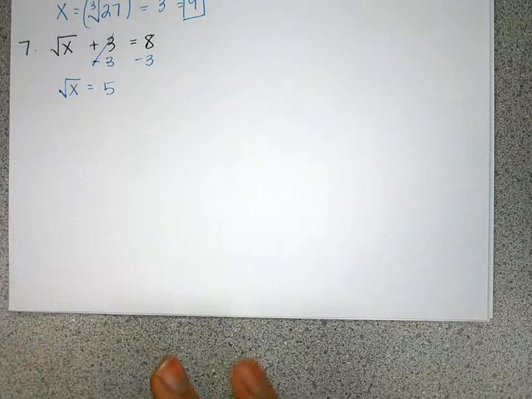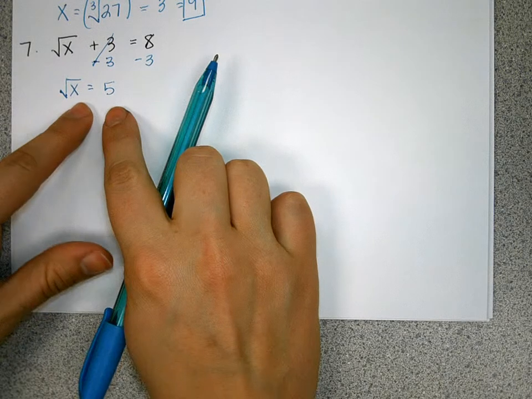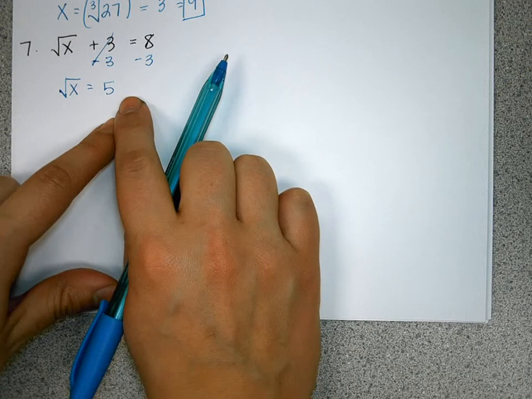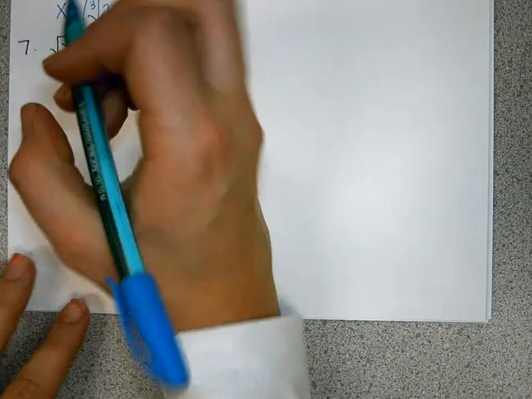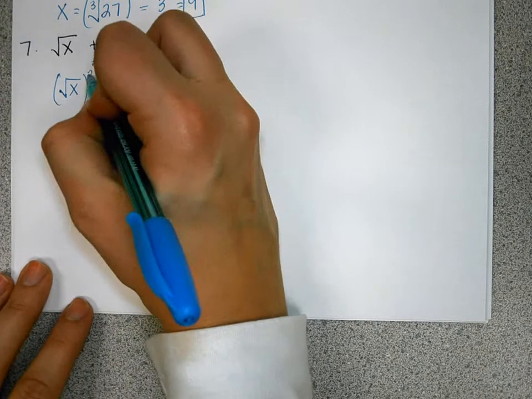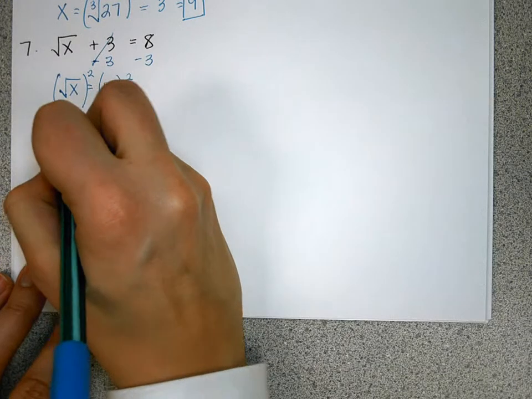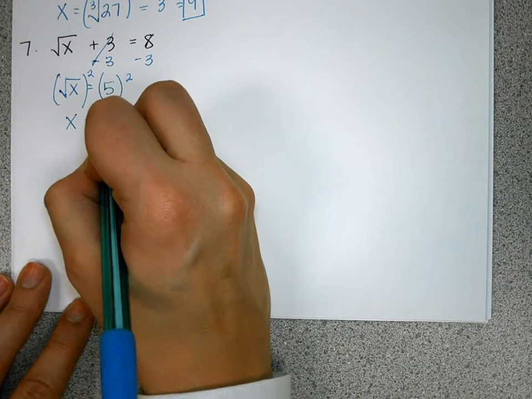Now we have to ask ourselves, does this make sense? When I take a square root, I always get a positive, right? So this answer makes sense. So to get rid of the square root, I square both sides. That's going to give me x equals 25.